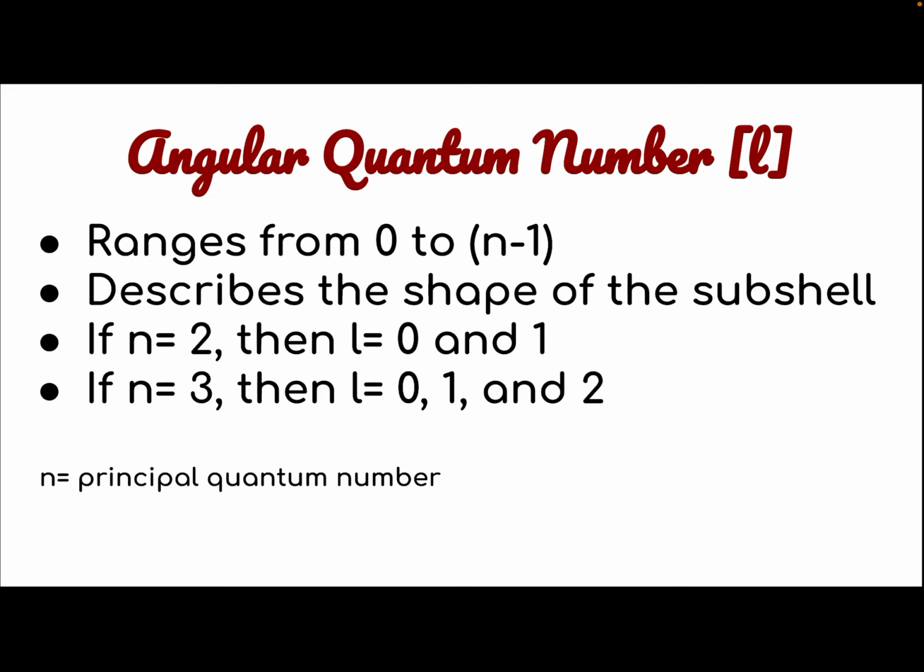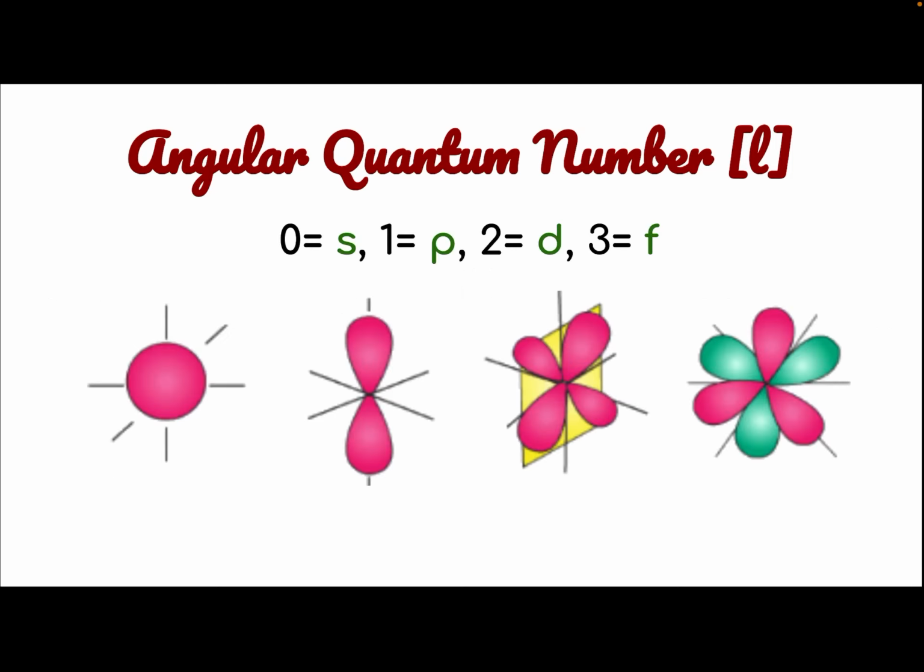How about naman if n equals 3? Then, the values of your L are 0, 1, and 2. Kasi 3 minus 1 is 2. So, kukunin mo yung values ng 0 hanggang 2. So, that's 0, 1, and 2. Now, your n, if you remember, stands for your principal quantum number. Now, so far, we are aware of 4 angular quantum numbers.